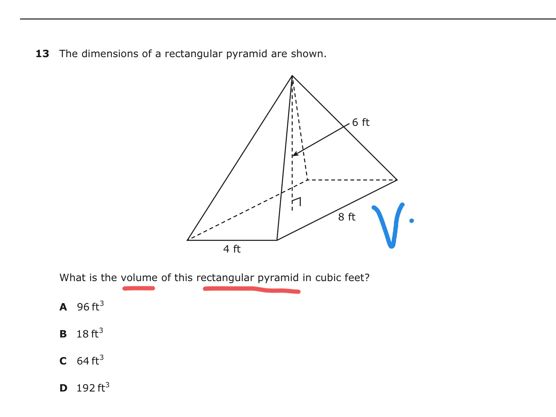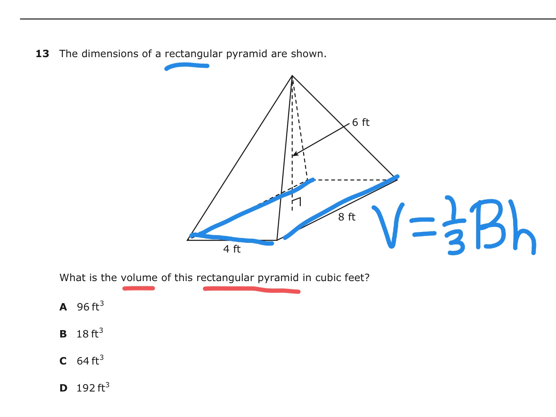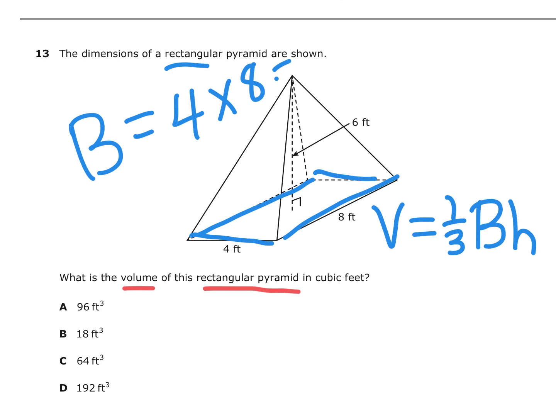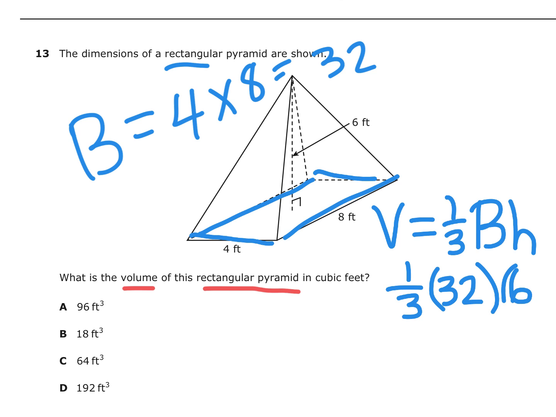So the volume is equal to 1/3 the area of the base times the height. And so the base is 4 feet by 8 feet. It's a rectangular base. So what we're going to do is B is 4 times 8, which is 32. And so now we have 1/3 of 32 times the height. And the height was 6. And that will give us the volume.